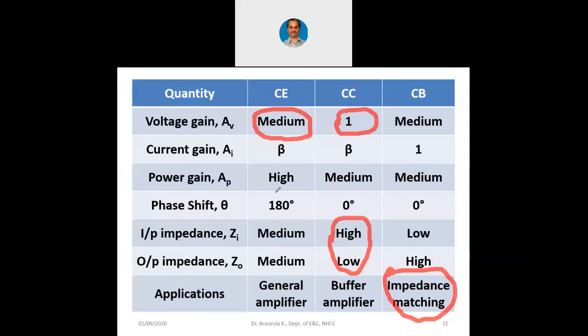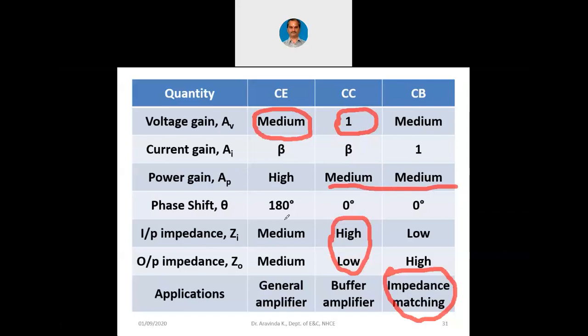Power gain in case of common emitter is high. Why? Because there is voltage gain as well as current gain together. So, when you multiply both of these factors, power gain in case of common emitter is high. Whereas in case of a common collector, it is medium. Why? Because only beta is there as a current gain. Voltage gain is unity. And in case of common base, there is a voltage gain, but the current gain is unity. So, in both of these cases, it is medium.